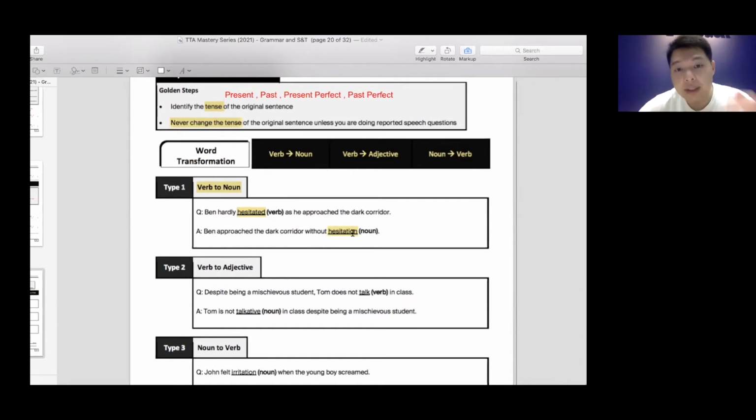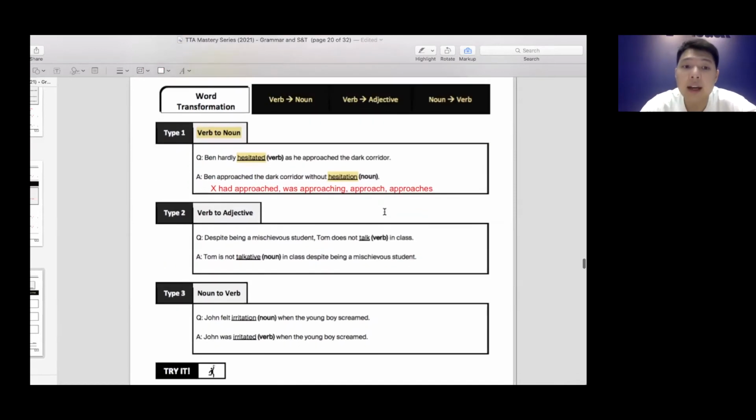That's important. Now, you notice that in this original sentence, the tense is past tense, correct? And that's why this is also in past tense. You are not going to change this to had approach. Don't change to was approaching. Don't change to approach. Don't change to approaches. You must keep to the same tense.